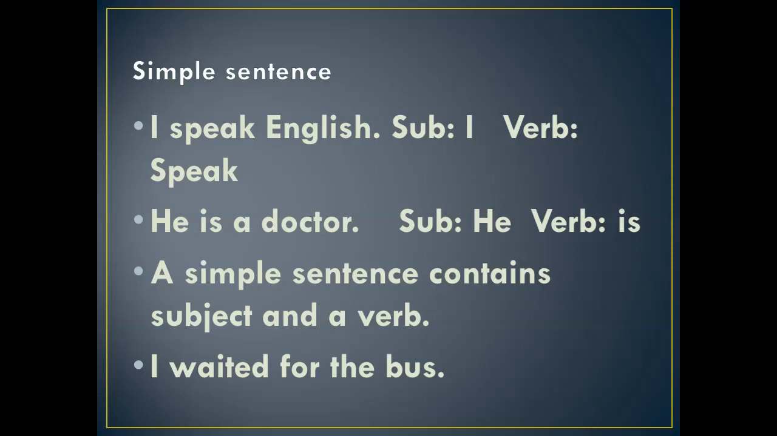Next one, he is a doctor. He is the subject, is is the verb. And one more example of a simple sentence: I waited for the bus. I is the subject, waited is the verb. Remember, there will be a verb and a subject in a simple sentence, and it makes complete sense.